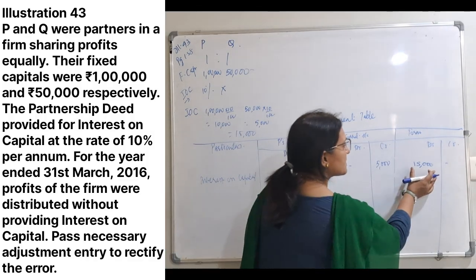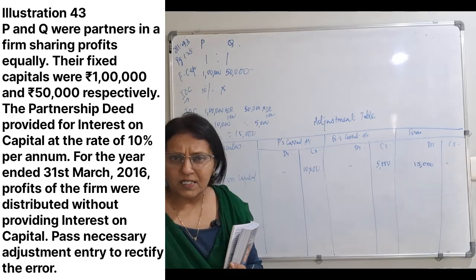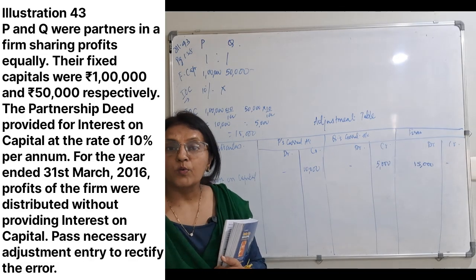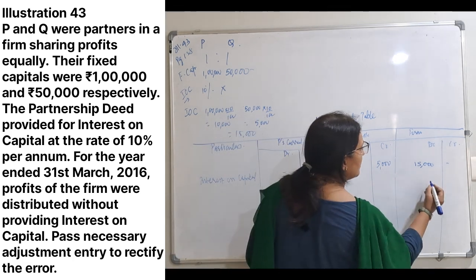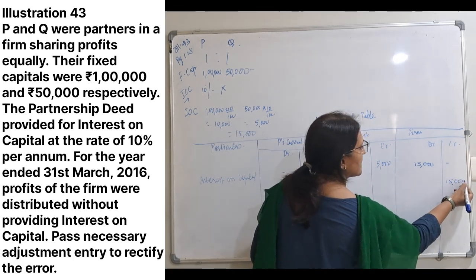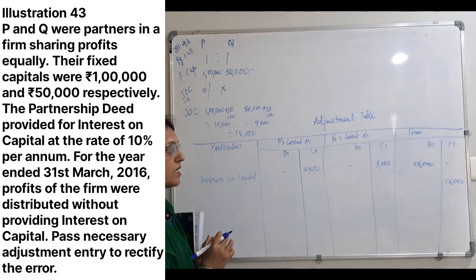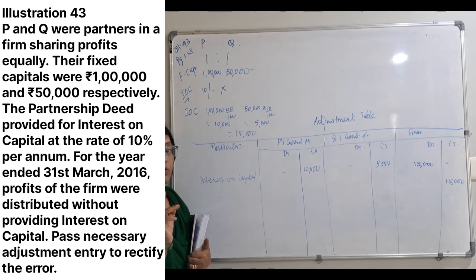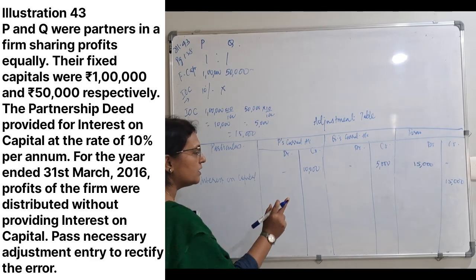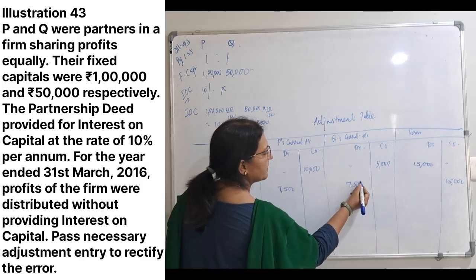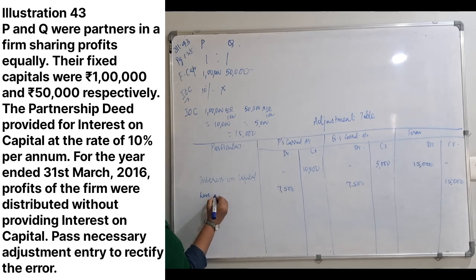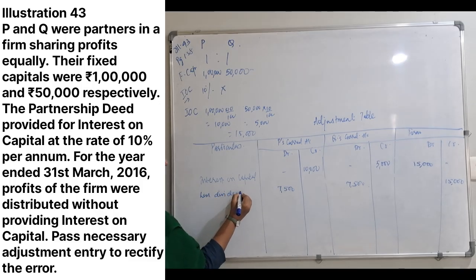Now this is a loss for the firm. But ultimately, this loss will be borne by whom? By the partners. So this 15,000 loss will be borne by the partners. The partners are equal partners. So the loss divided between the two partners will be 7,500 and 7,500. Loss divided among partners, in which ratio? 1:1 ratio.